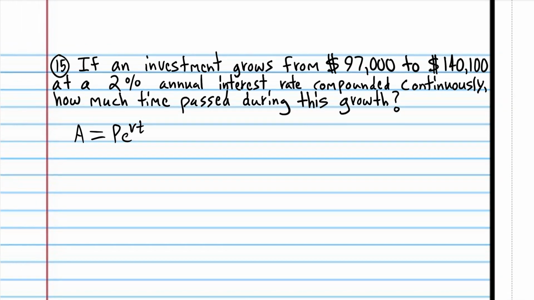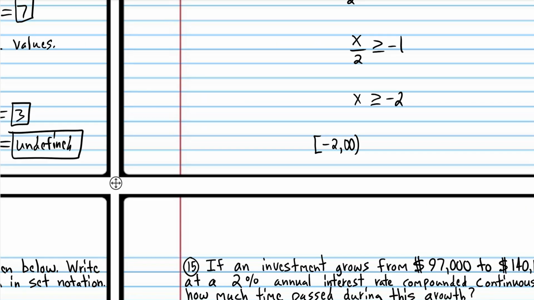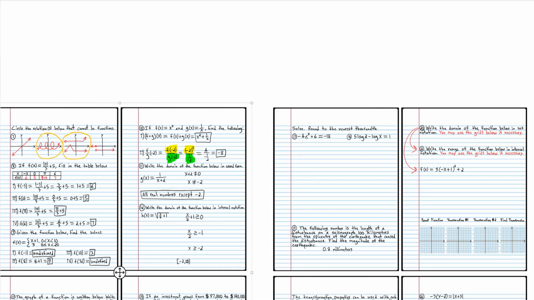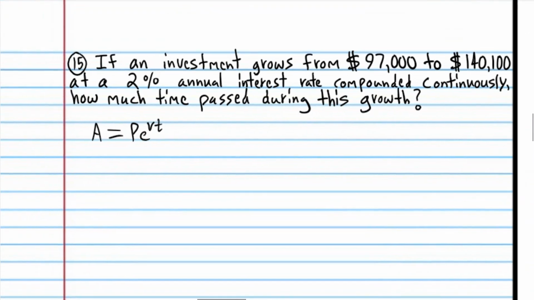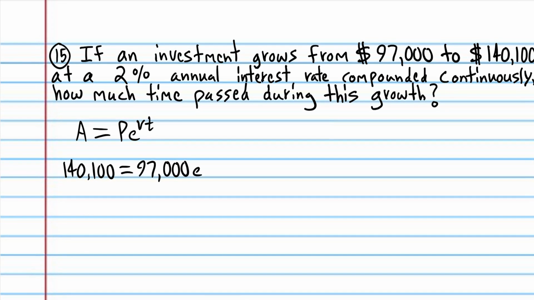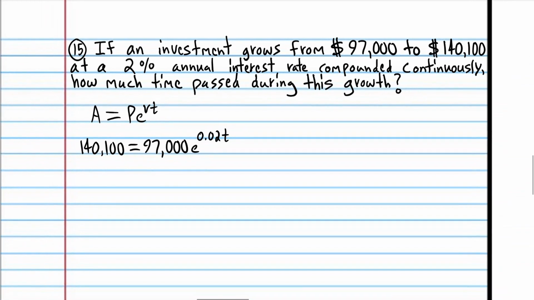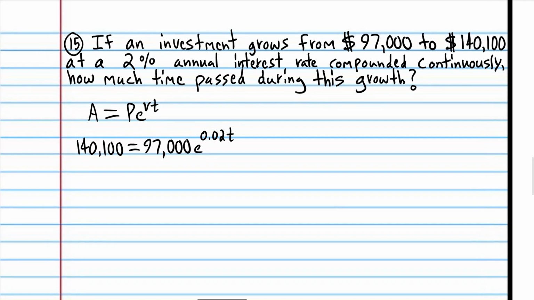So we're told that after a certain amount of time, there's $140,100 in the bank account, and the principal, the amount that you deposited, is $97,000, and the interest rate is 0.02, and we're looking for the time that the investment was in the account, wherever it was invested.